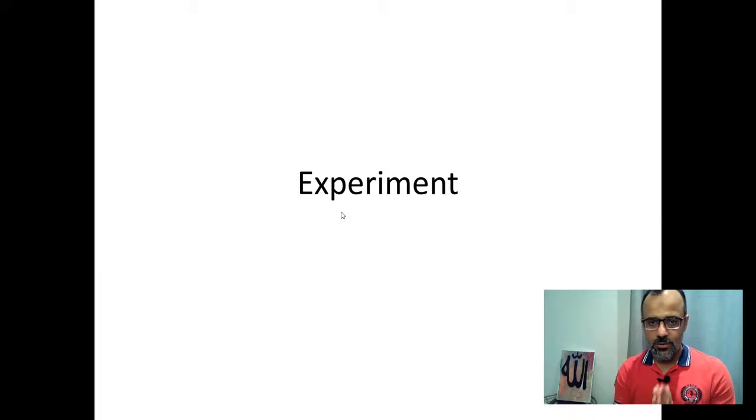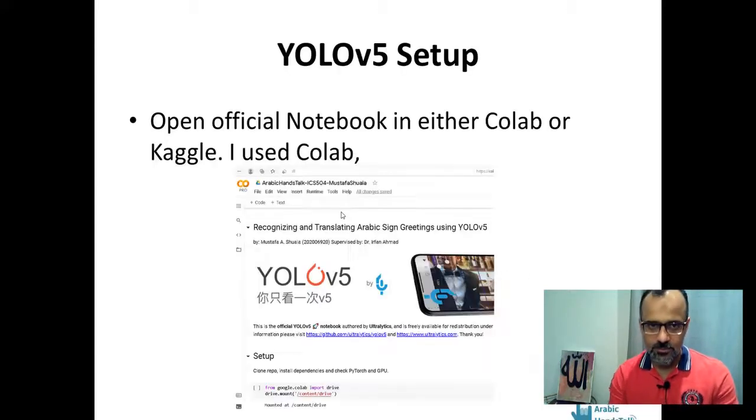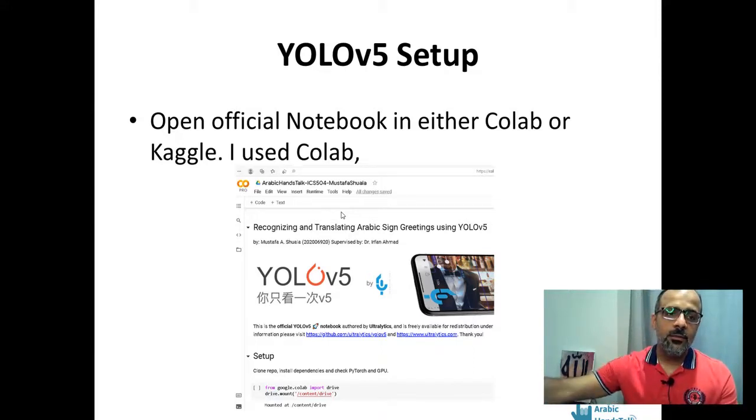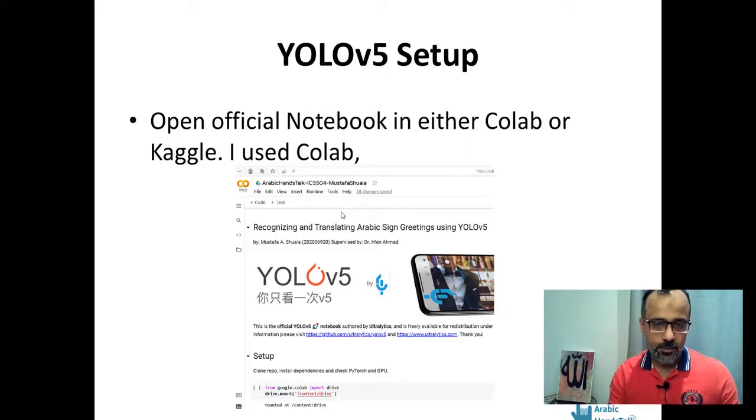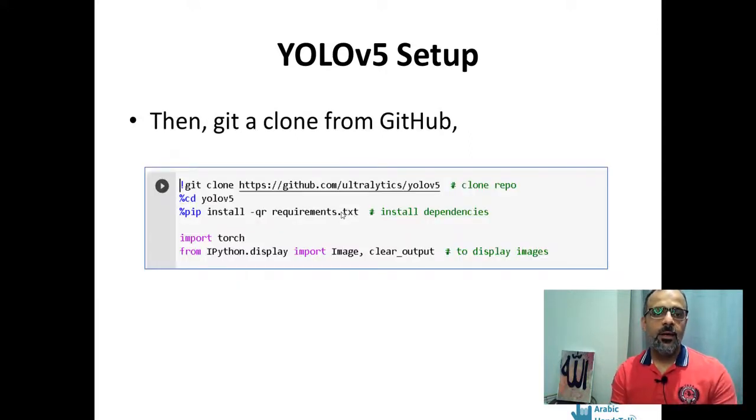Okay, now ready for the experiment. First, we open the official notebook of YOLO, which is available in either Colab or Kaggle. You can open Colab or Kaggle. In my case, I use Colab. We need then to get the clone from GitHub.